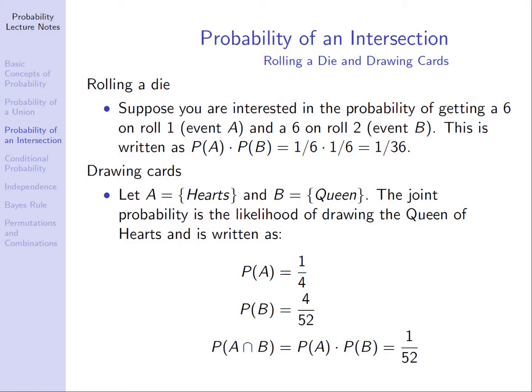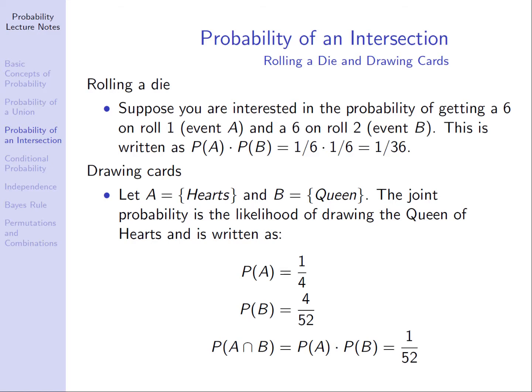Now, the second example is about drawing cards. Suppose you have the event A, which is drawing a heart, and the event B is drawing a queen. The joint probability is the likelihood of drawing the queen of hearts and can be summarized as follows. The probability of drawing a heart is 1 over 4. The probability of drawing a queen is 4 over 52. And hence, the probability of drawing the queen of hearts is the multiplication of 1 over 4 times 4 over 52. And you see that since there's only one queen of hearts in this set, the probability is 1 over 52.